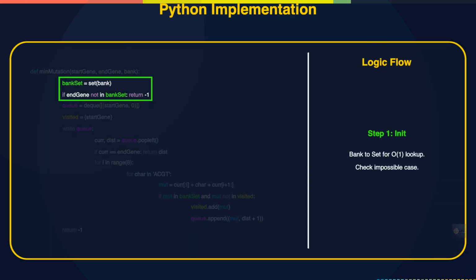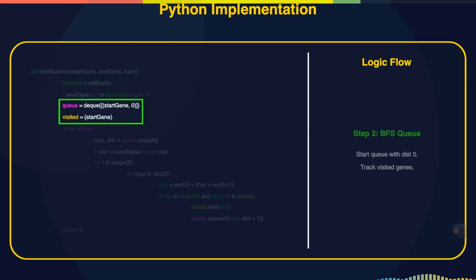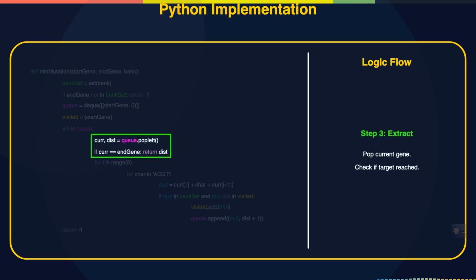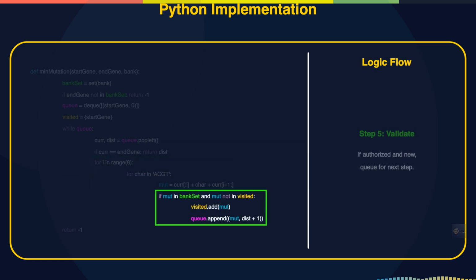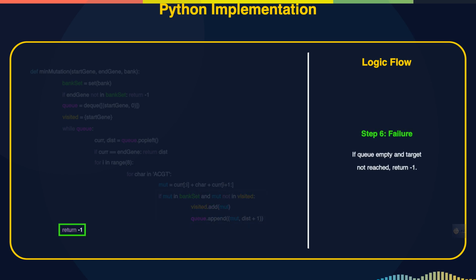We first convert our bank into a set for O(1) lookups. We use a queue to store pairs of the current gene and its mutation distance. While the queue isn't empty, we pop the current gene. If it matches our target, we immediately return the distance. Otherwise, we iterate through all 8 positions, trying all 4 possible characters. If a new mutation is in the bank and hasn't been visited, we add it to the queue and the visited set. If we exhaust the queue without finding the target, we return -1.